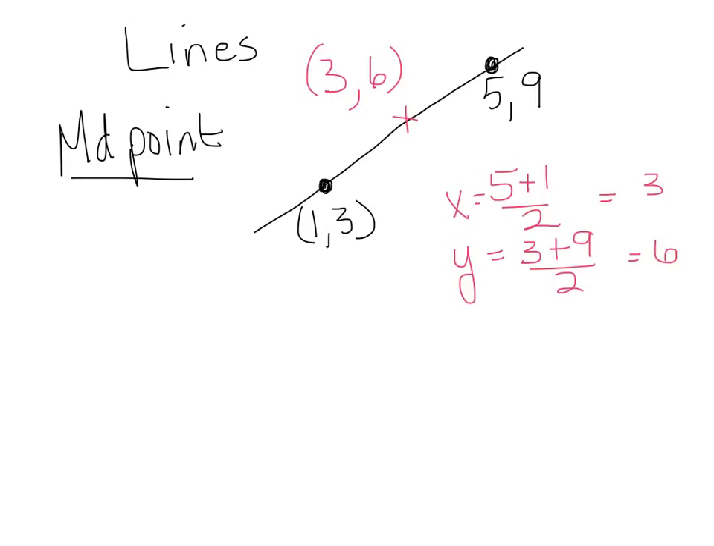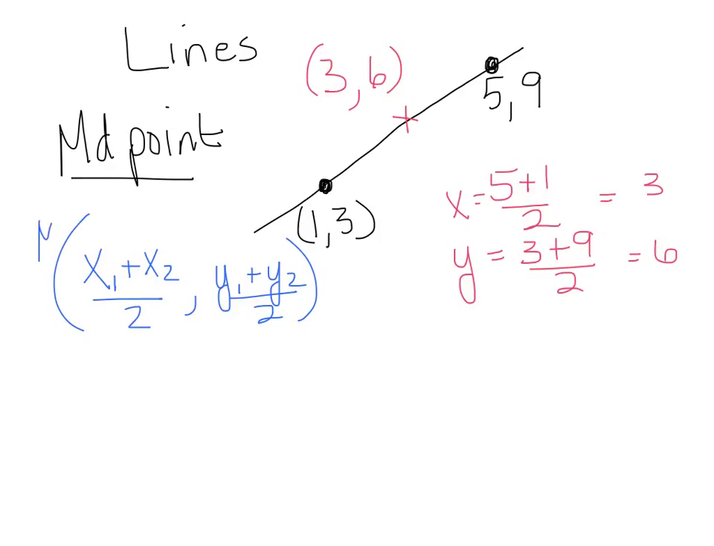Just to quantify that in a nice formula for you: x1 plus x2 over 2, comma, y1 plus y2 over 2. Now I know you've seen this before. That would be a midpoint, we'll call it M. Think of it as averages.